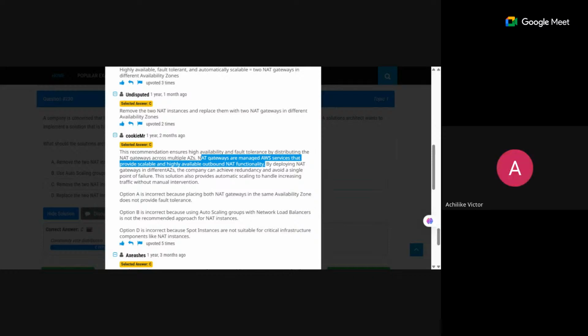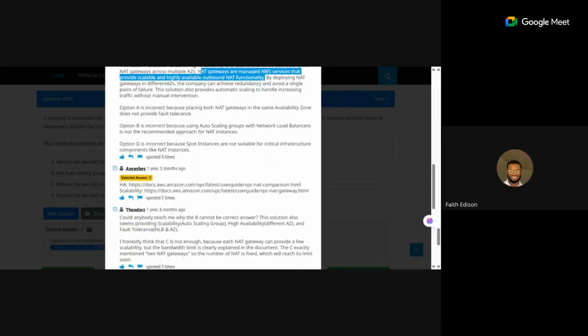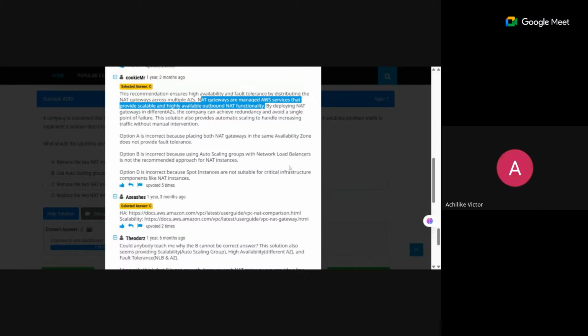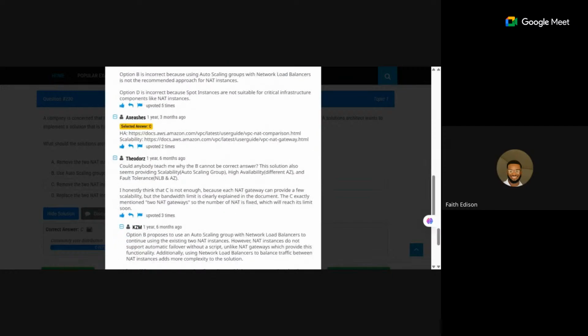Let's see why the answer is not B, this one that says here: because using auto scaling groups with network load balancers is the recommended approach for NAT instances. But he's not really saying why it's not recommended. Can anybody teach me why B is not recommended?